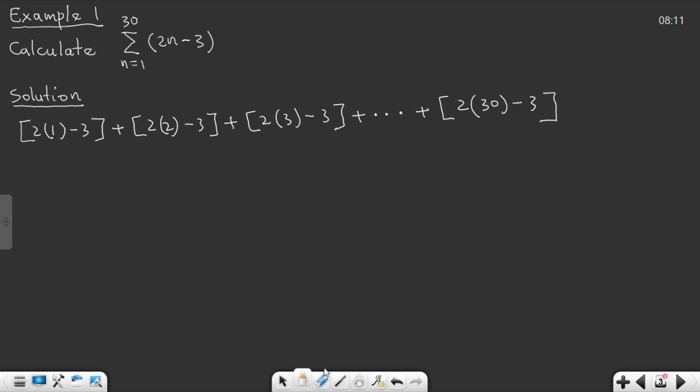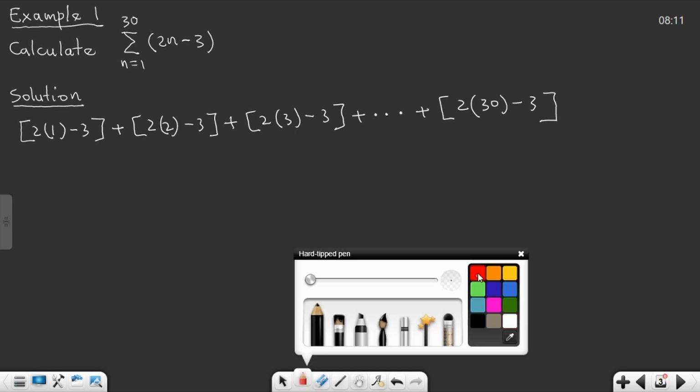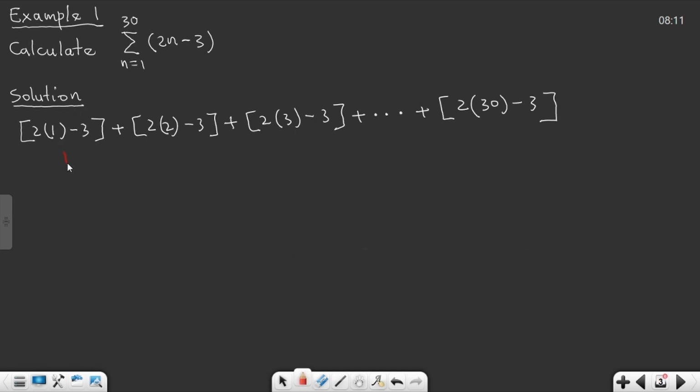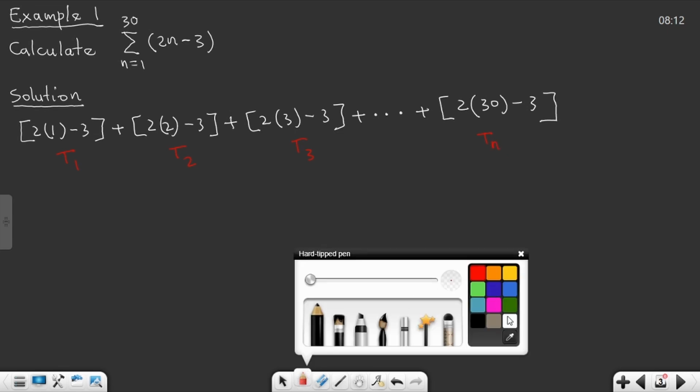Can you see that? So what I'm saying is this is your T1 and this is your T2. This is your T3. And then you have terms in between until your last term, which is Tn. Can you see that? Okay.